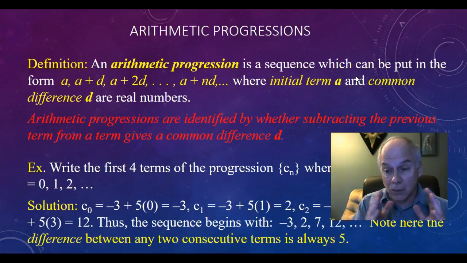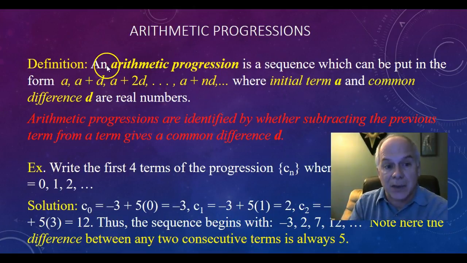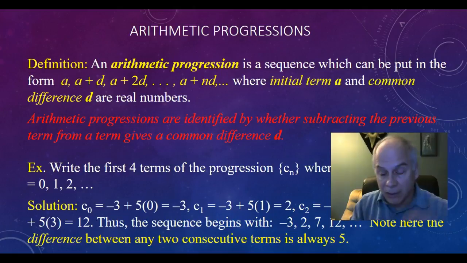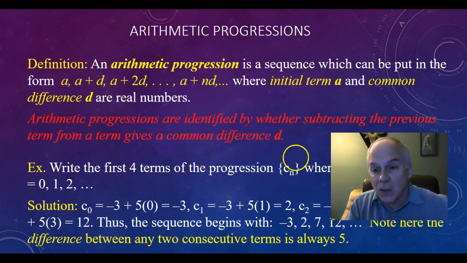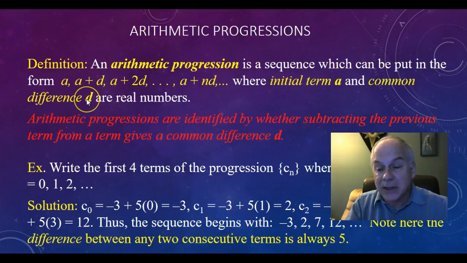Okay, so now instead of geometric progressions, we're going to look at arithmetic progressions. This is another type of sequence that you could have. There are lots of types of sequences, but this is another type. The definition says that an arithmetic progression is a sequence which can be put in the form a plus d, a plus 2d, a plus 3d, all the way to whatever a plus n times d term you want to talk about. So a is the initial term, and d is what we call the common difference.